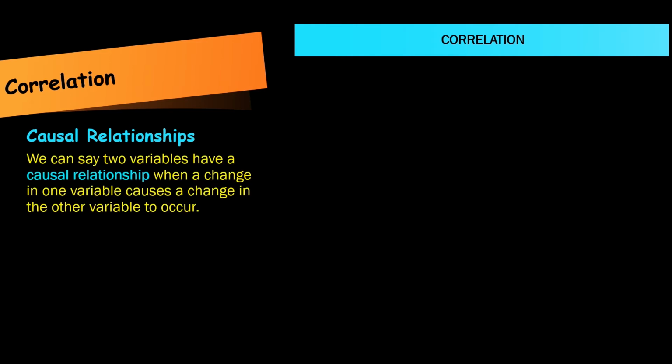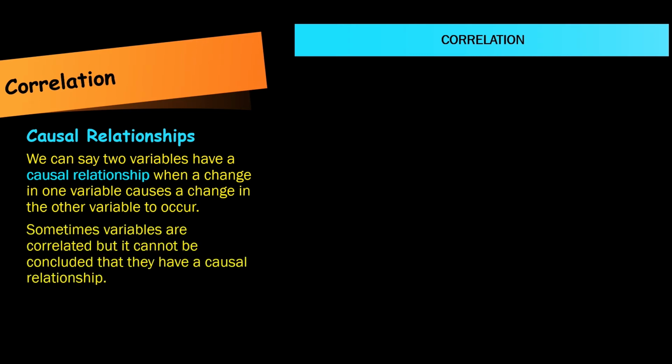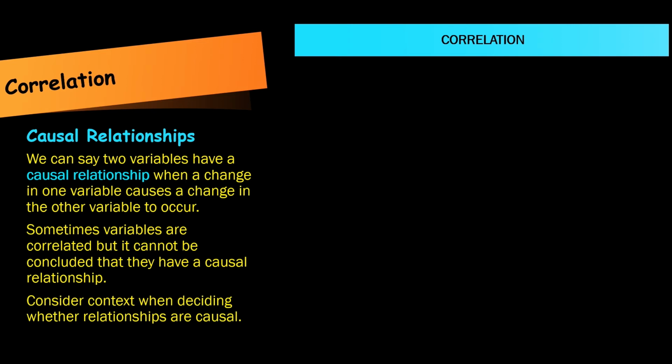We're now going to take a look at causal relationships. We can say two variables have a causal relationship when a change in one variable causes a change in the other variable to occur. Sometimes variables are correlated, but it cannot be concluded that they have a causal relationship. We must consider context when deciding whether relationships are causal.